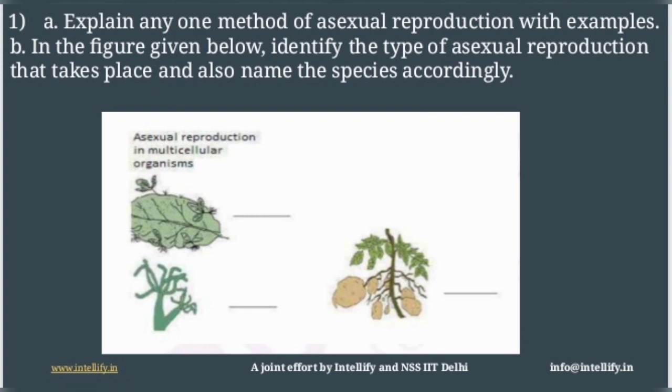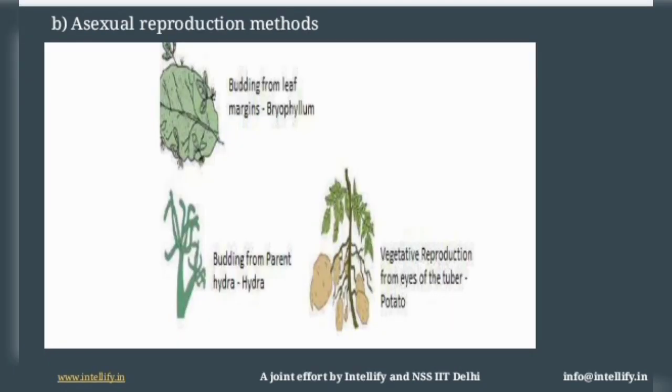Now the second question is, in the given figure below, identify the type of asexual reproduction that takes place and also name the species accordingly. Asexual reproduction in multicellular organisms. First they give the leaf. We already saw that vegetative propagation through the bud is an example of bryophyllum. And then budding from parent, it may be hydra, sugarcane, grasses, etc. And then vegetative propagation from the eyes of the tuber is potato. Now you can see this potato. Not only the potato, tapioca and other tubers also reproduce through vegetative reproduction, etc.